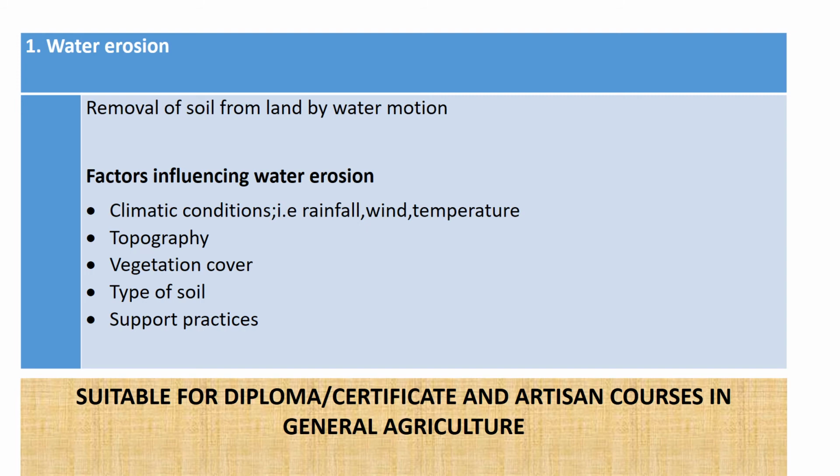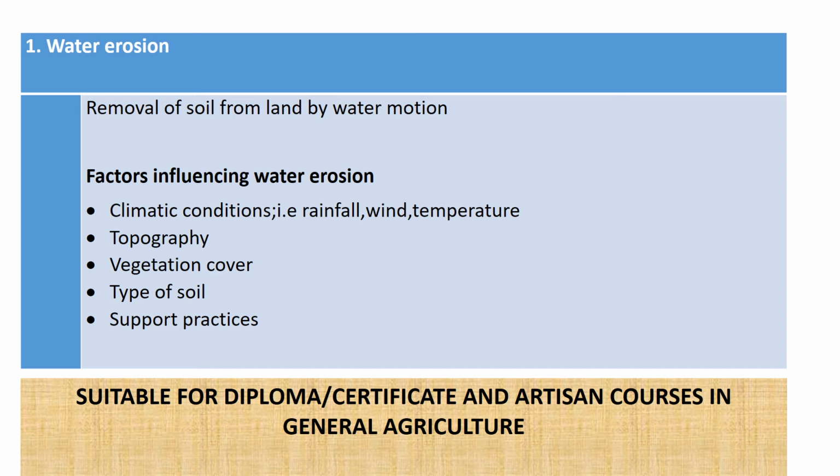water erosion process. The first one is climatic conditions. When we talk of climatic condition, what we are referring to is the rainfall, wind, and temperature. So rainfall, wind, and temperature, these are the climatic conditions that affect the process of water erosion, directly or indirectly.